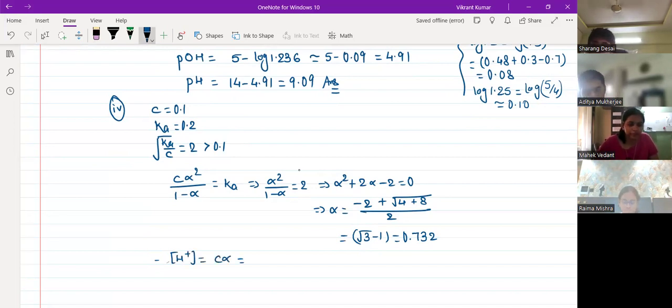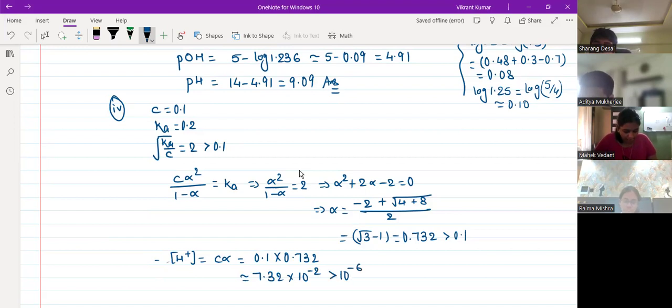C alpha, alpha C is 0.1 and alpha is 0.732. देखो ये much greater than 0.1 है ना, तो इसको तो 1 minus alpha को 1 तो लिख ही नहीं सकते थे बिल्कुल भी. That's why what we are getting, it is 7.32 into 10 raised to minus 2 we can write, which is greater than 10 raised to minus 6. So H plus of H2 is not relevant here again.